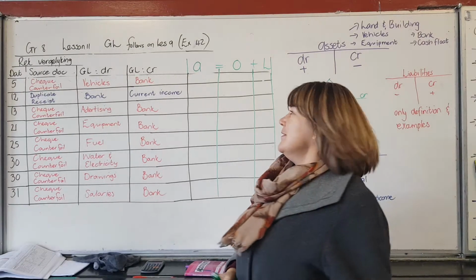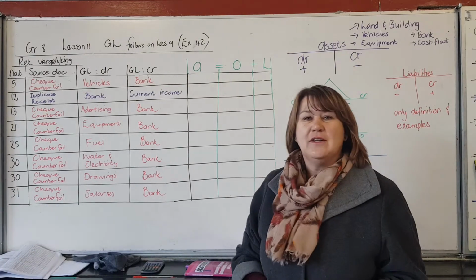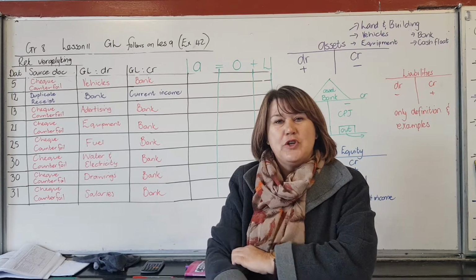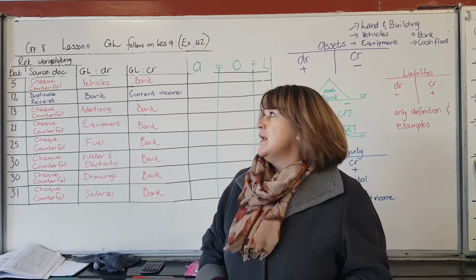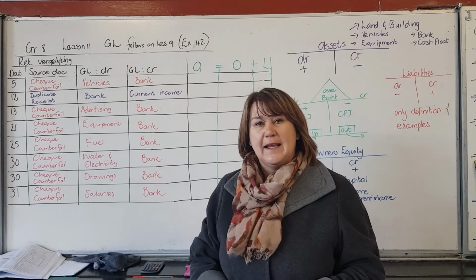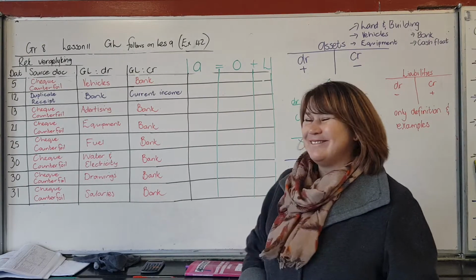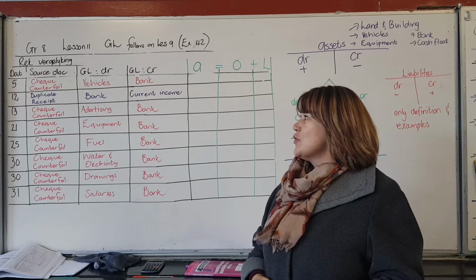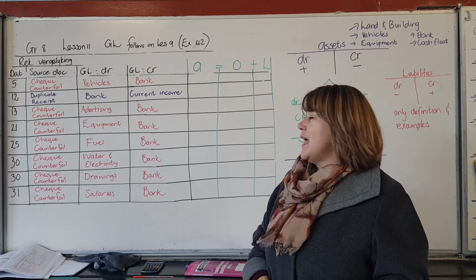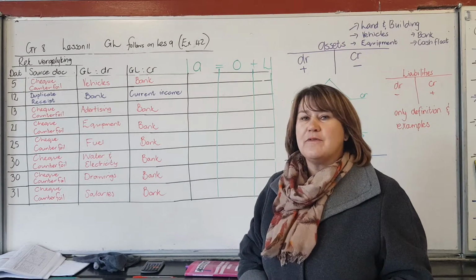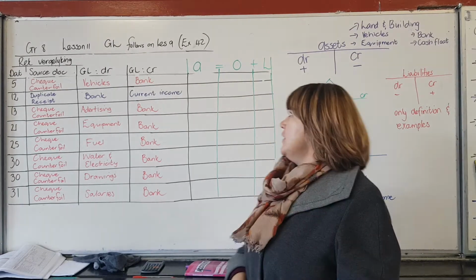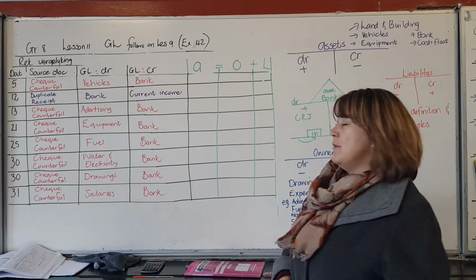Morning, boys and girls. Lesson 11 on the general ledger. This exercise is still exercise 42, so lesson 11 follows on lesson 11. Alright, we've done the first three columns, your source document, general ledger debit and general ledger credit. So we have to look at the accounting equation, assets, owner's equity and liability.